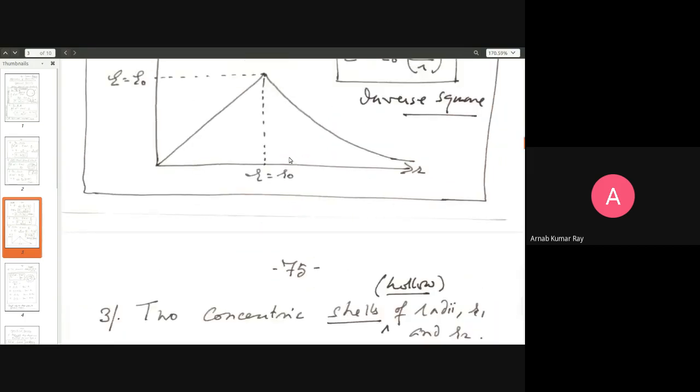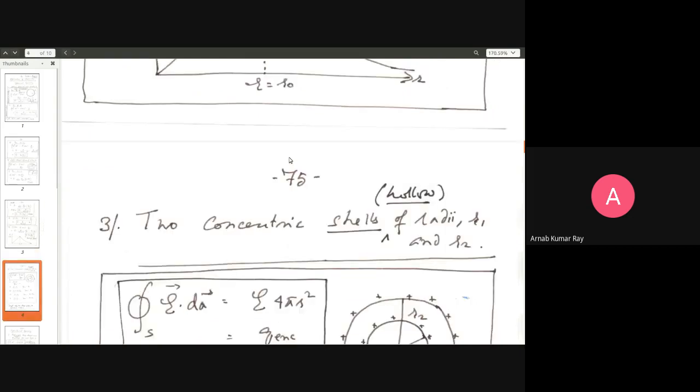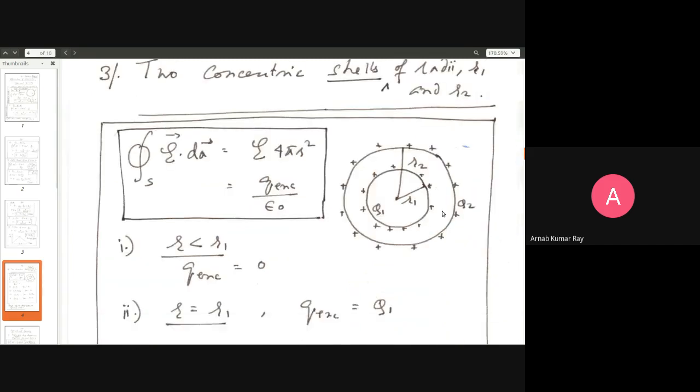Okay, so we have discussed two cases of the spherical symmetry. The third case that we would like to take up now is of two concentric shells, hollow shells of radii R1 and R2. This is a very simple case. Hollow shells you have. Concentric meaning both have the same center. The inner shell has got a radius R1 with charge Q1 residing on its surface. The outer shell has got a radius R2 with charges residing on its surface.